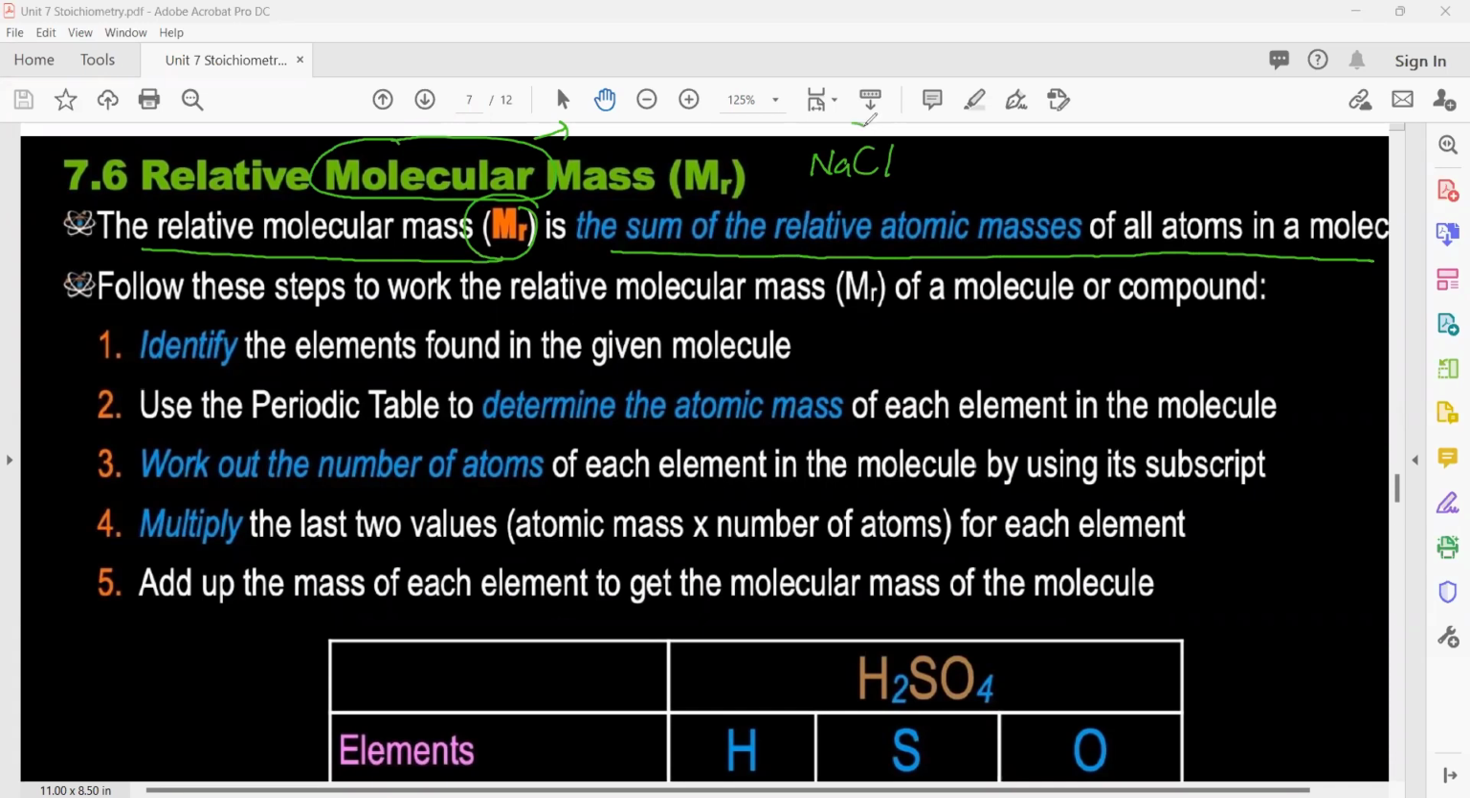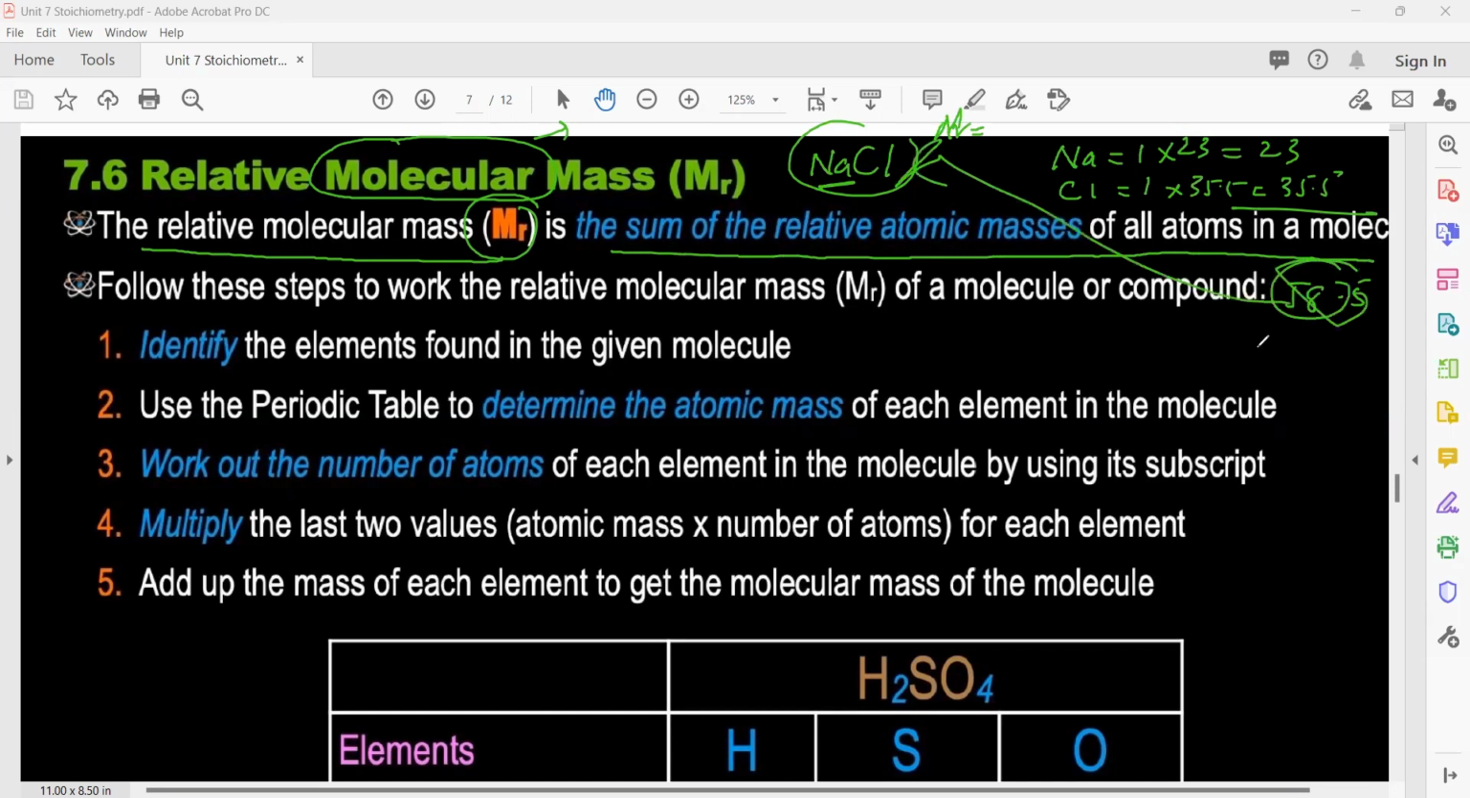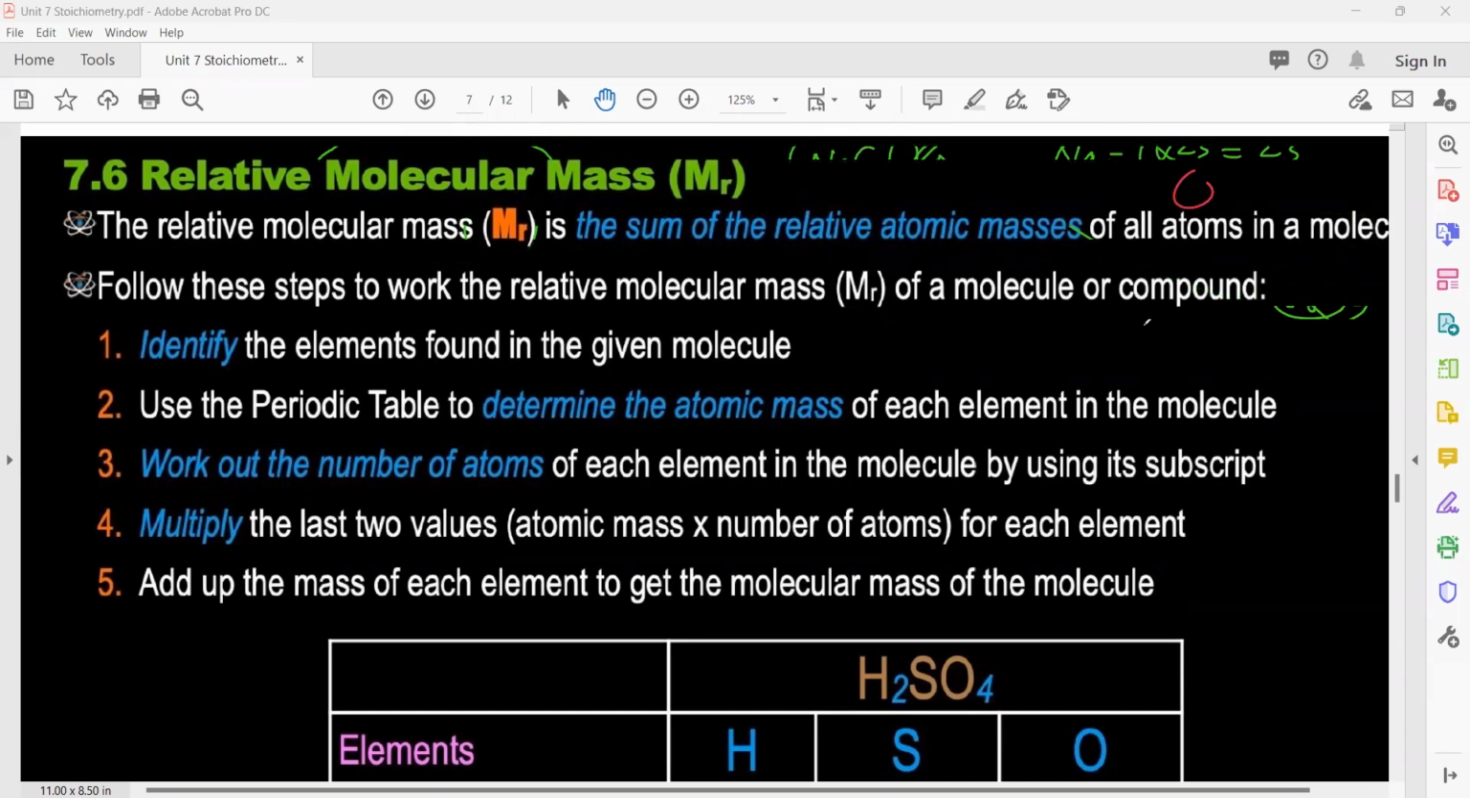So now, if you want to find Mr of this one, it is very simple. First write sodium here. How many atoms of sodium here? One. Chlorine, how many atoms? One. What is the relative atomic mass of sodium? 23 in the periodic table. Multiply, so the answer is 23. Chlorine is what? 35.5. So 35.5. Add both of them, it will be 58.5. So this is Mr of what? NaCl. So how do you find Mr? With the help of Ar. So this is the method by which you can find the Mr of any given formula.